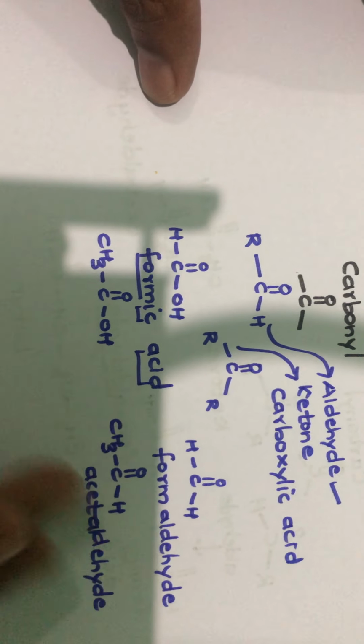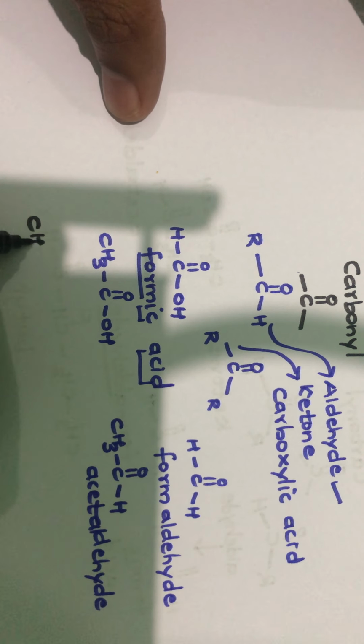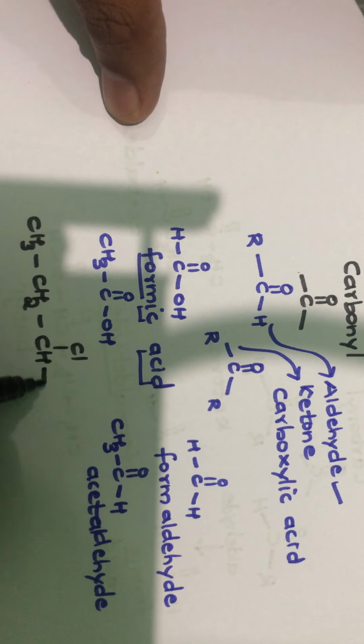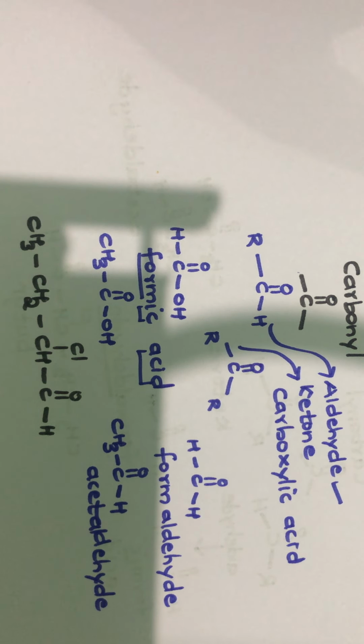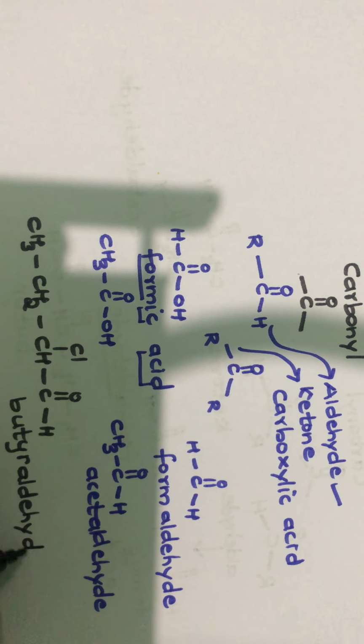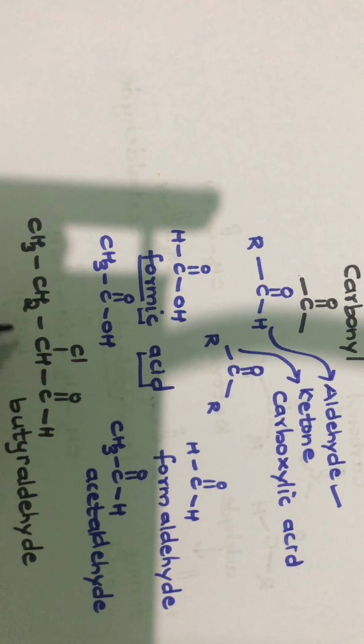So let us take an example. Here this compound is CH3, CH2, CHCl, CHO. Now there are four carbons, hence butyr. If it was an acid, we would have named it butyric acid. If it's an aldehyde, butyraldehyde. There is a substituent chloro, so chlorobutyraldehyde.